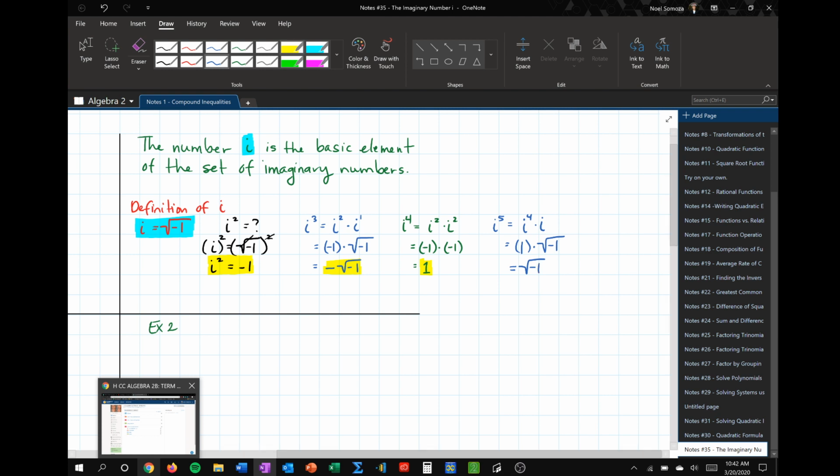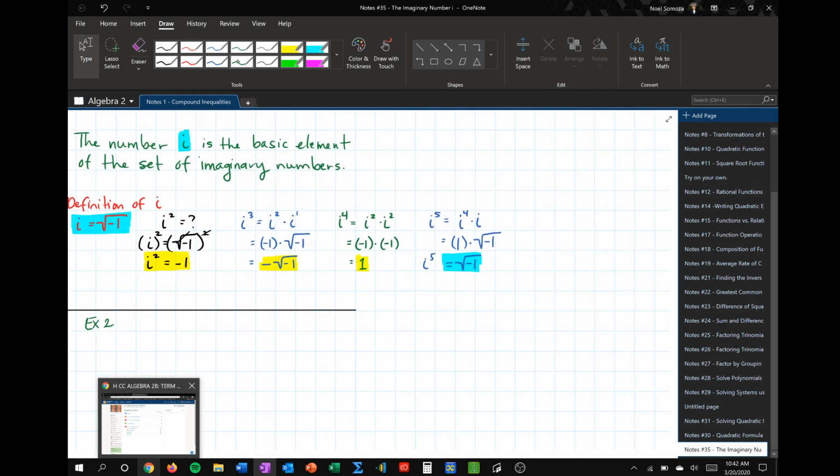So notice, you are back to where you started. Once you cycle through anything after the power of 4, the next one will just start to repeat. So here i to the 5th gives you the same thing as i. That's why I highlighted them in blue. They're both the same. Right, now imagine i to the 6th.